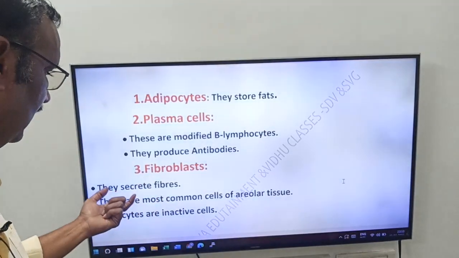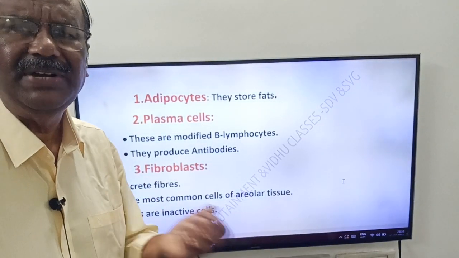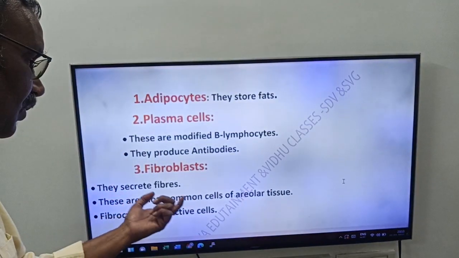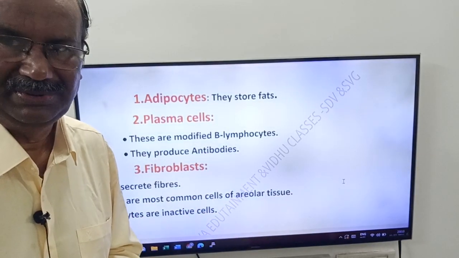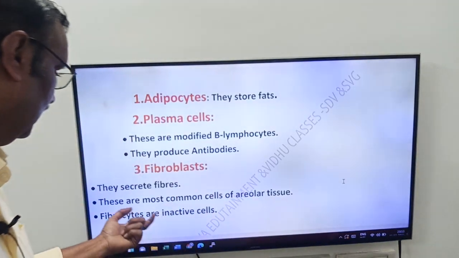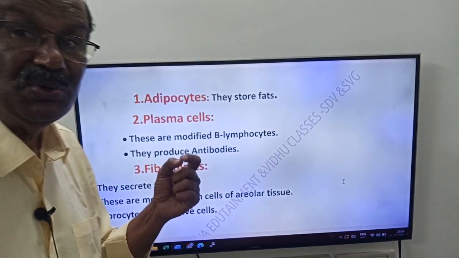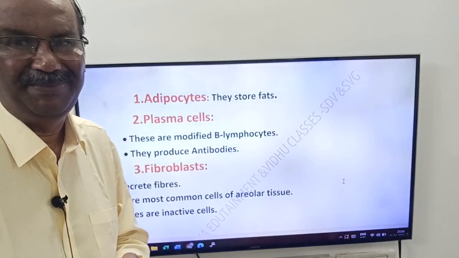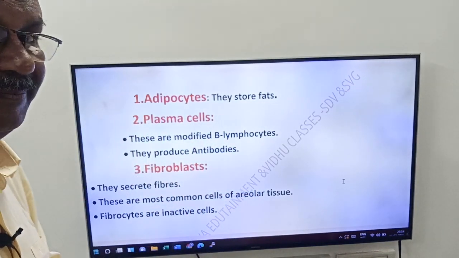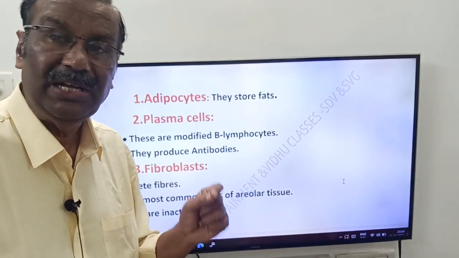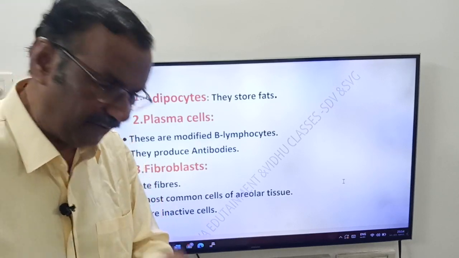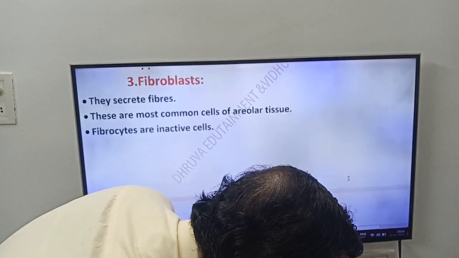Now come to fibroblasts friends. 3rd type of cells. They secrete fibers. The name itself indicates, friends. Fibroblasts secrete fibers. These are the most common cells of areolar tissue. The most common cells of the areolar tissue are what friends? Fibroblasts. Next, very very important friends, fibrocytes are inactive fibroblasts. In addition to fibroblasts, areolar connective tissue also has fibrocytes. They are inactive fibroblasts. Okay friends, that is about the fibroblast.